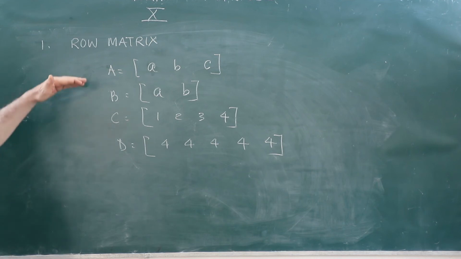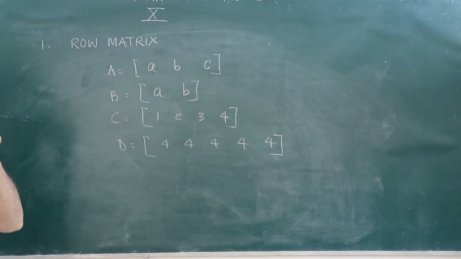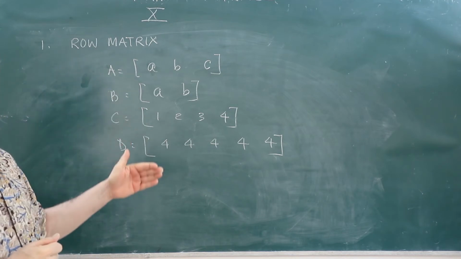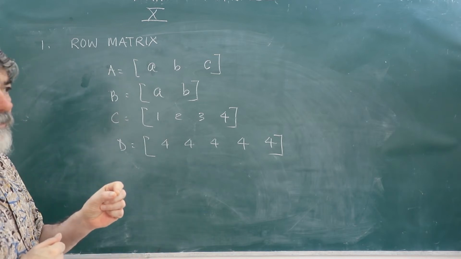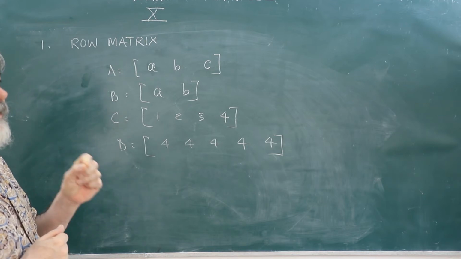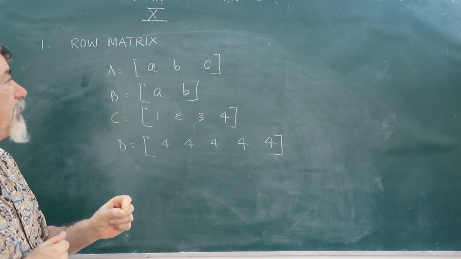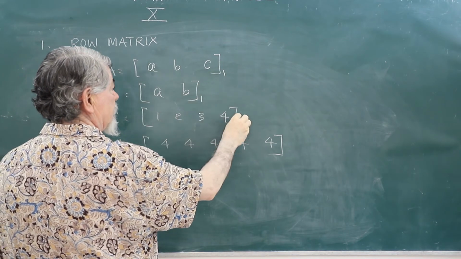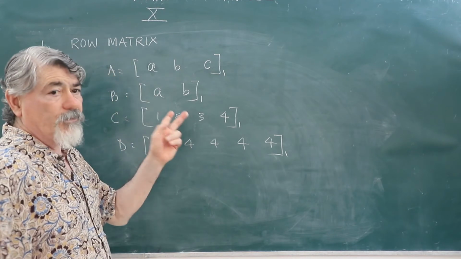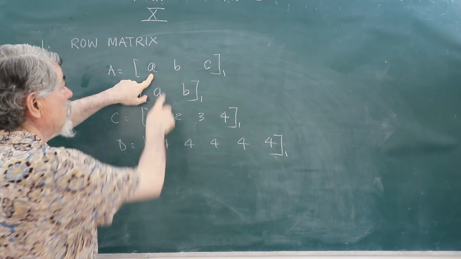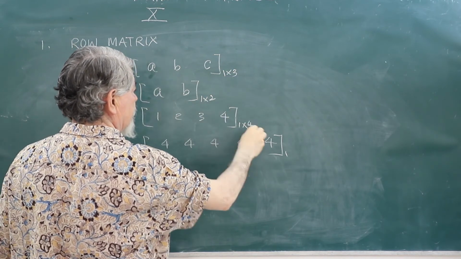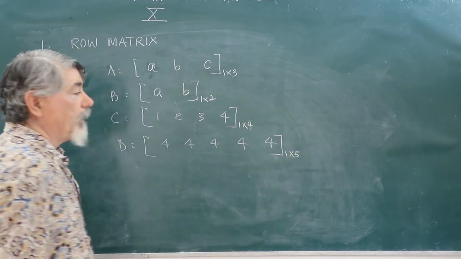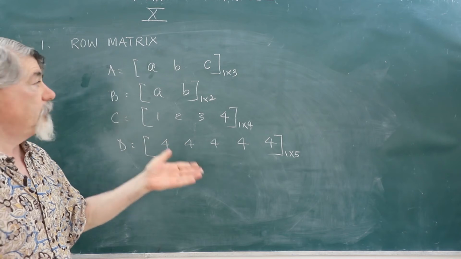These are the row matrices in which only one row is there. That means the order of this matrix will always be 1 by something. The first element in the order will always be 1. It is number of rows into number of columns. It has 3 columns, 2 columns, 4 columns, 5 columns. But the row is only 1.